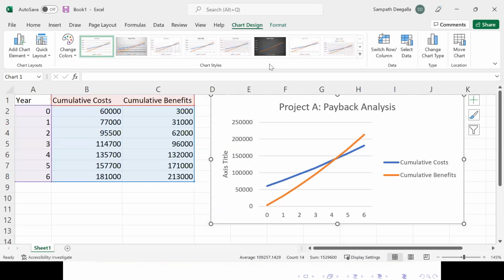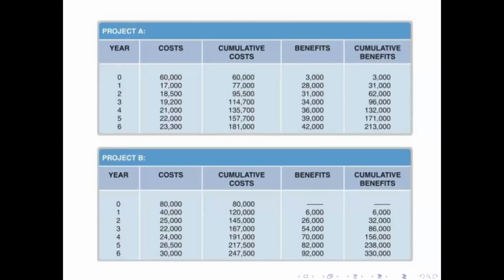Let's do the second one as well. I will share my one later on. So I will do the B as well. So similarly, we can write down the values for project B as well.